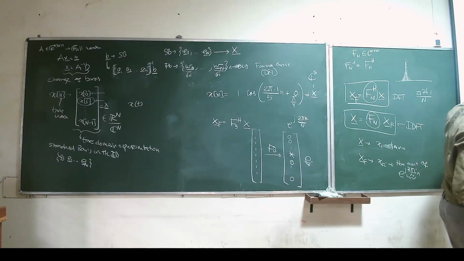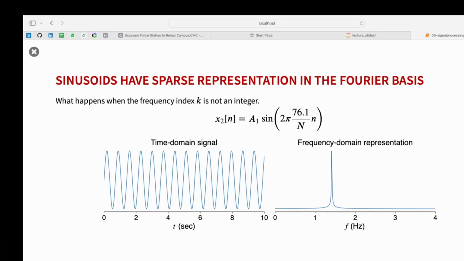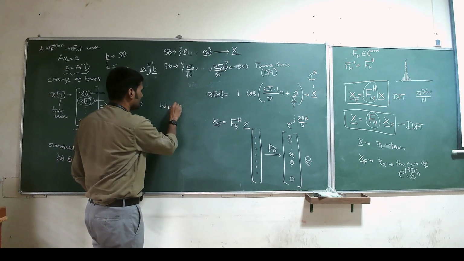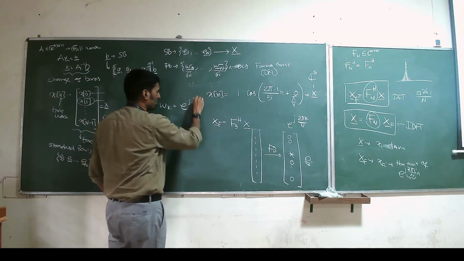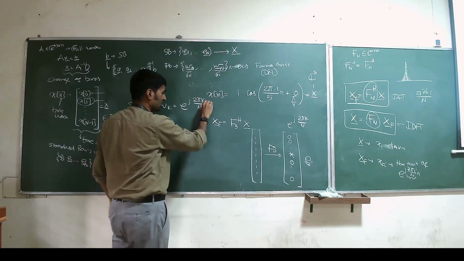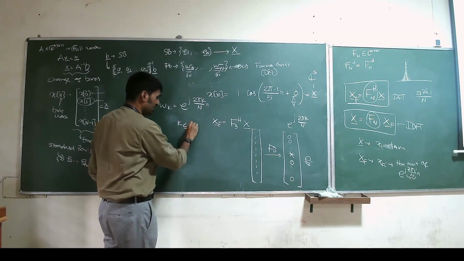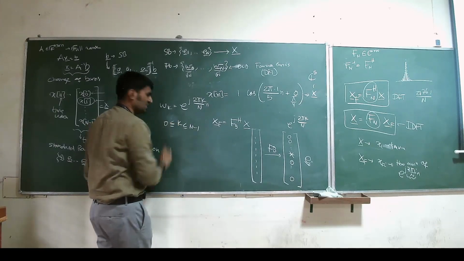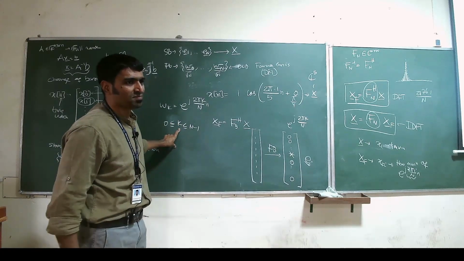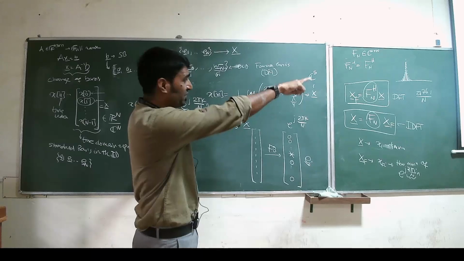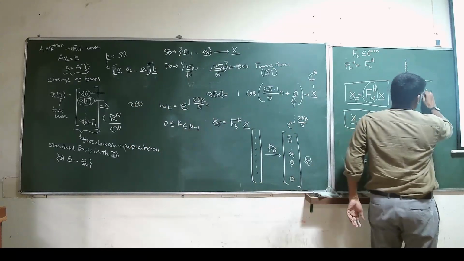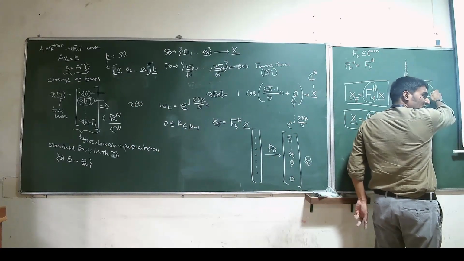That's because even though this is a pure sinusoid, if you look at the frequency, it's 2 pi 76.1 by n. But if you look at the Fourier basis, Wk is of the form e power j 2 pi k divided by capital N into small n, and k is an integer between 0 and N minus 1. Whereas here, that frequency, this is supposed to be your k, this is not an integer.